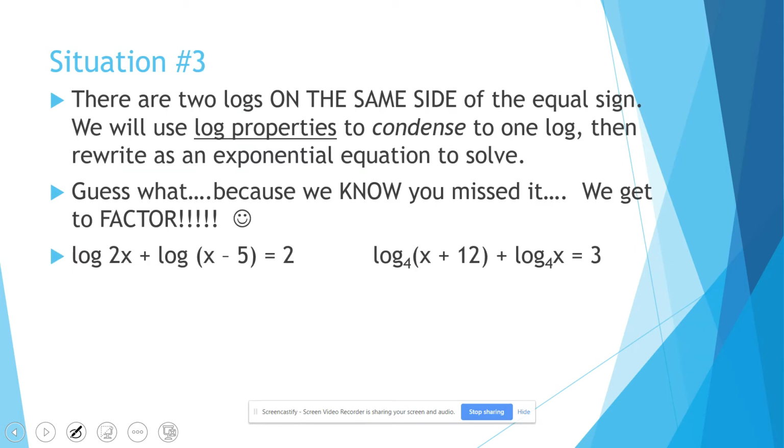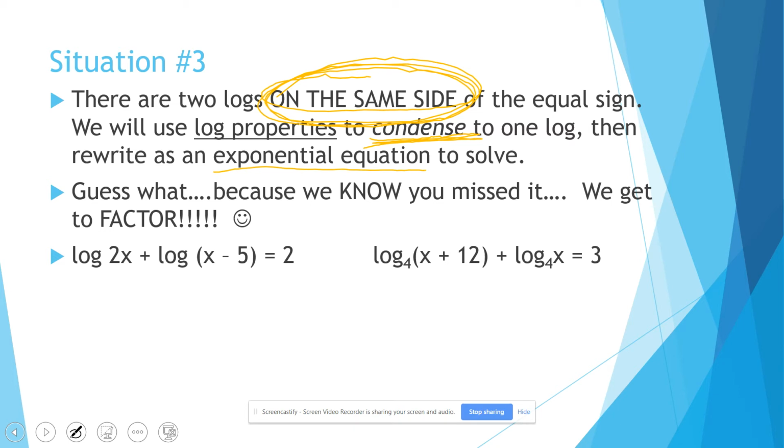Last but not least, what if we have two logs on the same side? So they're not on opposite sides like our first situation. They're on the same side. So we're going to use our log properties, and we're going to go backwards to condense from 2 logs to a single log. Then rewrite it as an exponential equation, like we did in situation 2.